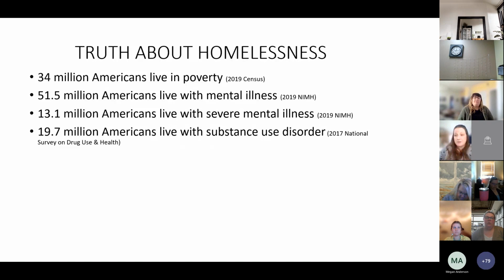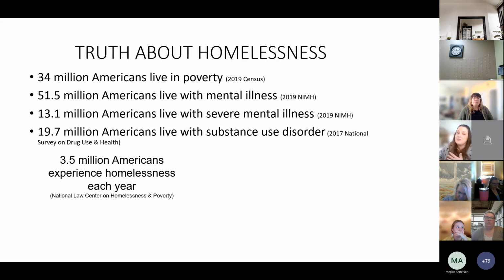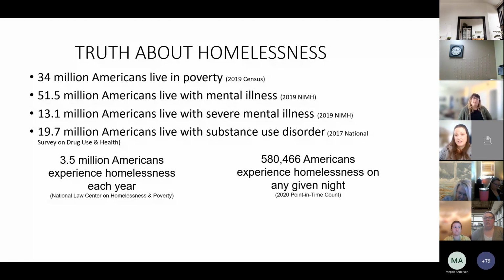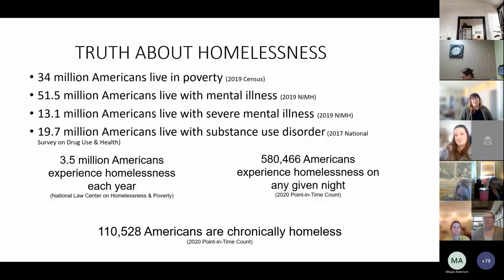Almost 20 million are living with a substance use disorder, and yet only 3.5 million Americans will experience homelessness each year. And by "only," that's a terrible way to put it, but there's 3.5 million Americans who are experiencing homelessness in any given year. About 500,000 are experiencing homelessness on any given night. And then about a fifth of that, 110,000, are chronically homeless.